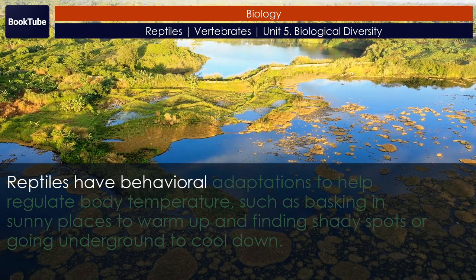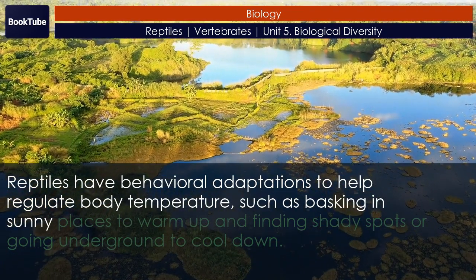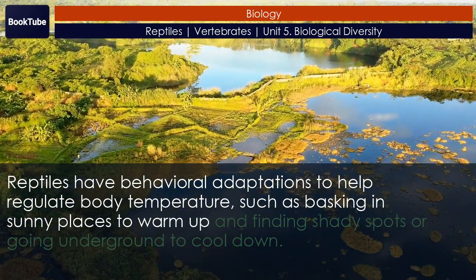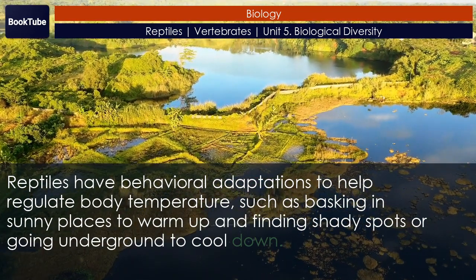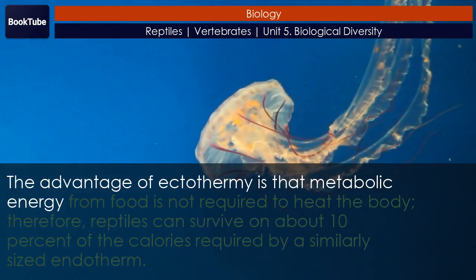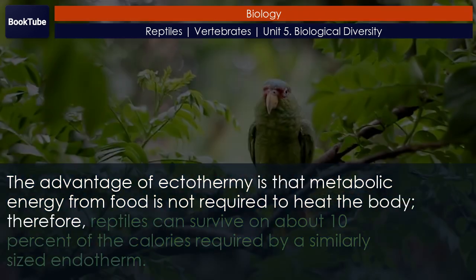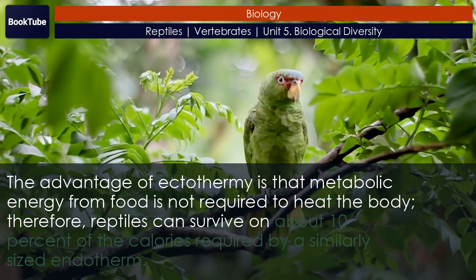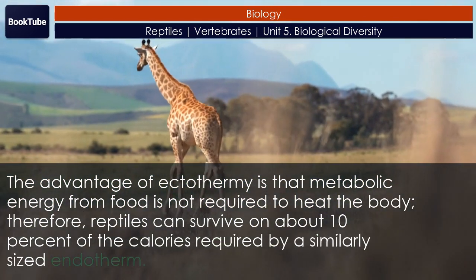Reptiles have behavioral adaptations to help regulate body temperature, such as basking in sunny places to warm up and finding shady spots or going underground to cool down. The advantage of ectothermy is that metabolic energy from food is not required to heat the body. Therefore, reptiles can survive on about 10% of the calories required by a similarly sized endotherm.